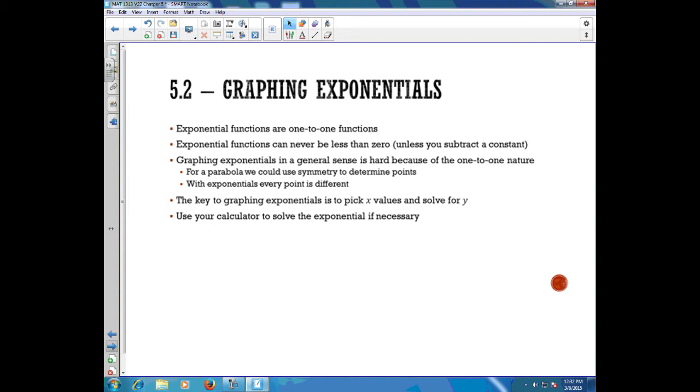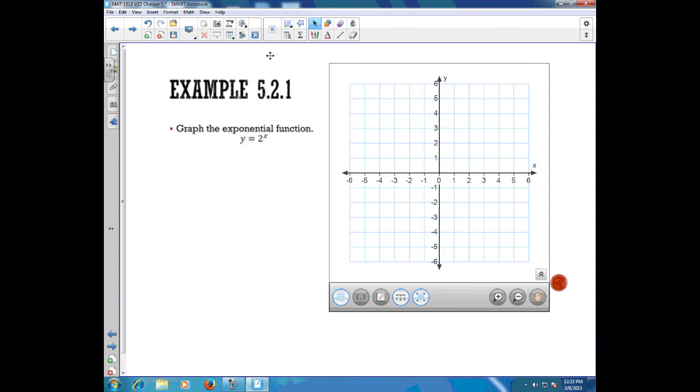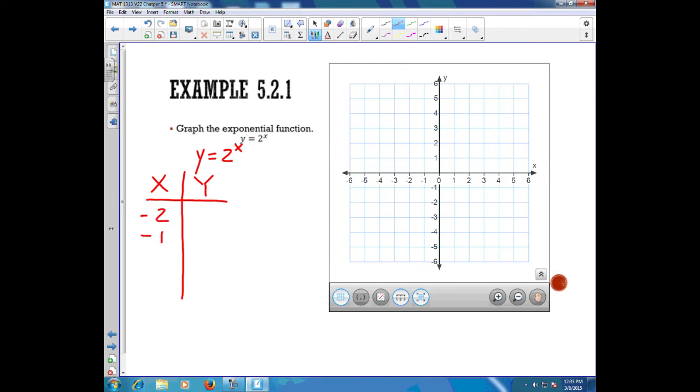So the key to graphing exponentials is to basically make a table. Pick some x values and solve for y, and use the calculator to solve it if necessary. So let's say we want to graph the function y equals 2 to the x. What we're going to want to do is make ourselves a table. Our function is y equals 2 to the x, and we're going to make a table where we just pick some x values and solve for y. Let's say x is just -2, -1, 0, 1, and 2.